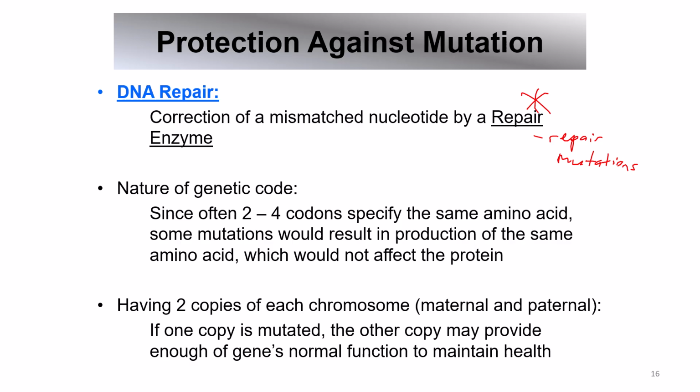Now, again, because more than one codon codes for the same amino acid, sometimes when mutations occur, it may not lead to a big change, since it might code for the same amino acid still, even though there is the mutation. Also, having 2 copies of each chromosome, because we have our mom and dad chromosomes in our cells. If one copy is mutated, then the other copy, whether it's maternal or paternal, may provide enough of the normal function.